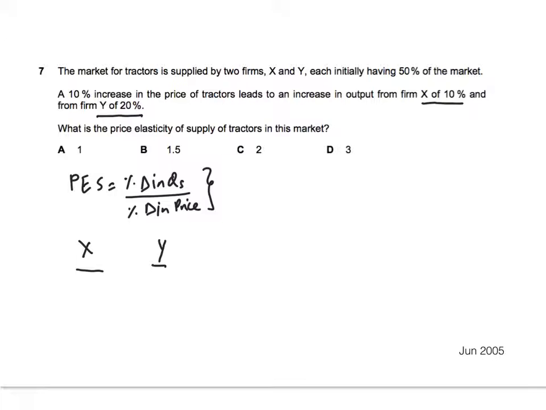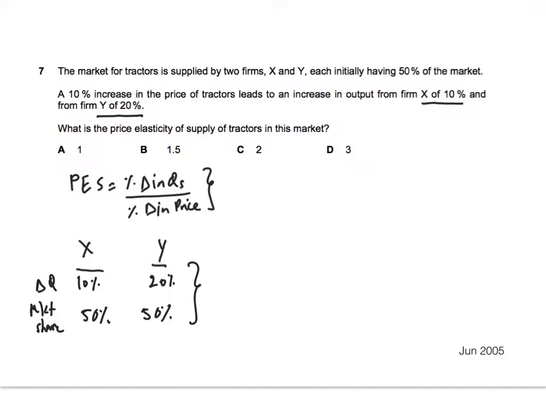So when the price went up by 10%, as can be seen, firm X is able to produce 10% more, and firm Y is able to produce 20% more. So in other words, if I look at 10%, the change in quantity is basically 10% for firm X and 20% for firm Y. But we can't really say that the overall output in the market has gone up by 30%, because these two firms hold a market share of 50% each. So market share is 50% and 50% each.